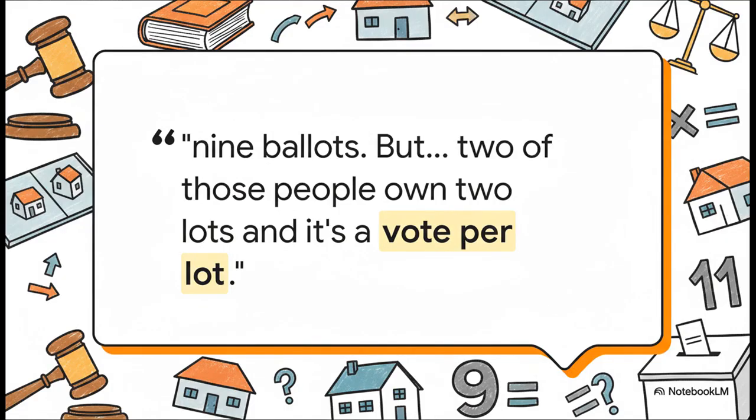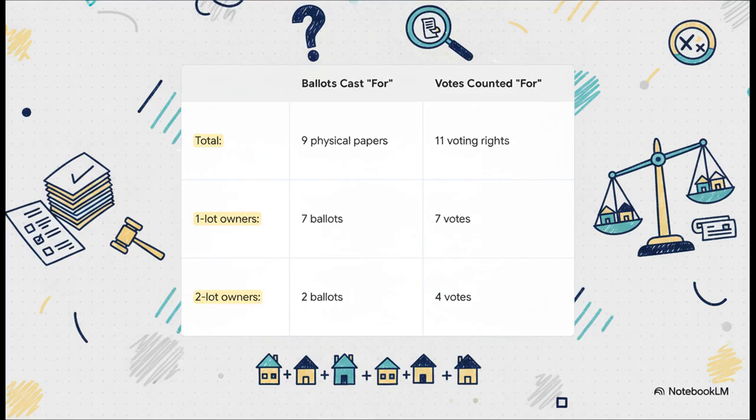During the hearing, the HOA's lawyer, John T. Crotty, he laid out their case pretty simply. He agreed, yup, there were only 9 physical ballots cast for. But, he explained, the rules are clear. Homeowners get 1 vote per lot they own. And in this community, 2 of the homeowners who voted for actually owned 2 lots each. And this is where it all starts to make sense.